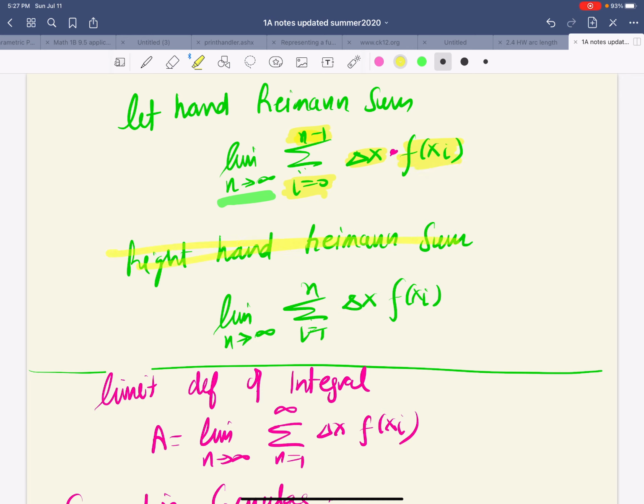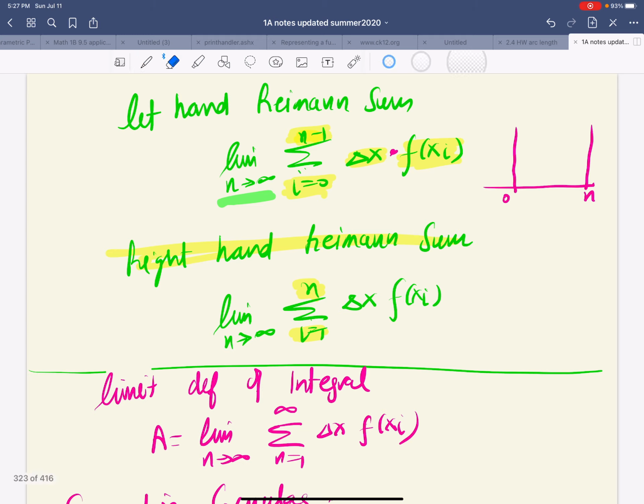Now for the right-hand Riemann sum, we start with the very first height. We don't use the 0th height, but we do use the first height, and we use all the way to the nth height. So this is the scenario we have. This is going to be your 0th height. This is going to be your nth height.